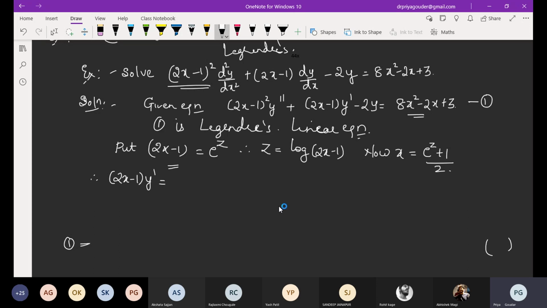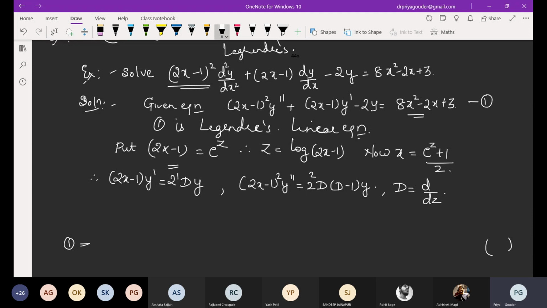Now if you go for this substitution, (2x minus 1) into y dash will be converted as what? First order means only one term, D. But you have to see the coefficient of x, which is 2, so you should take 2 to the power 1. Similarly, (2x minus 1) the whole square y double dash you should take as two terms, D(D minus 1) into y. Again the coefficient of x is 2, so 2 square, which is taken as 4. And what is capital D here? Capital D is d by dz.